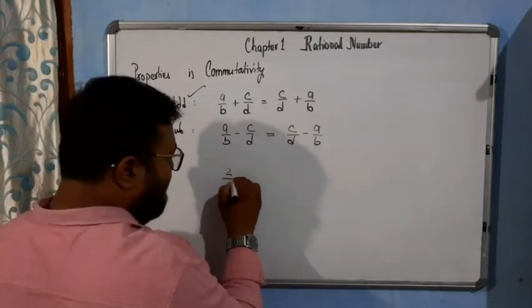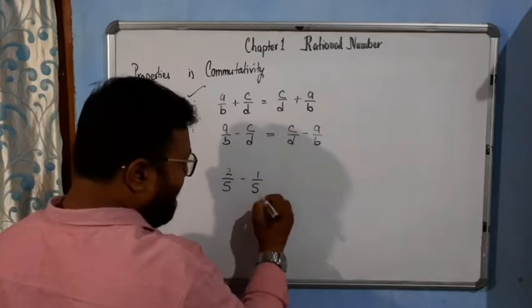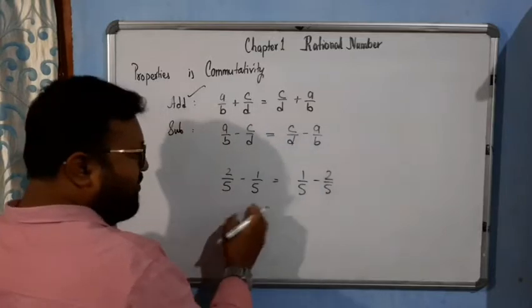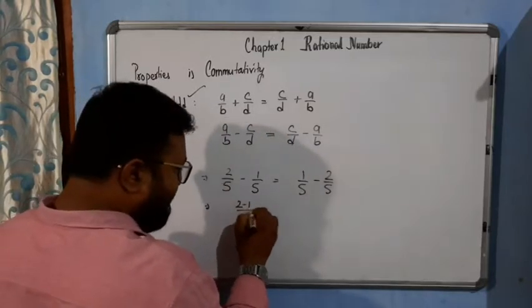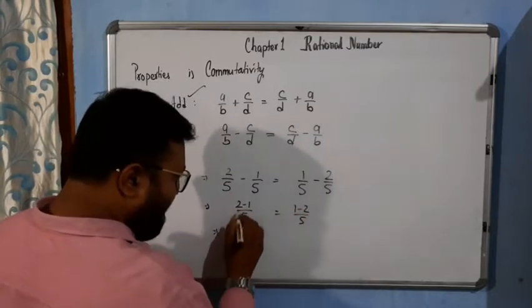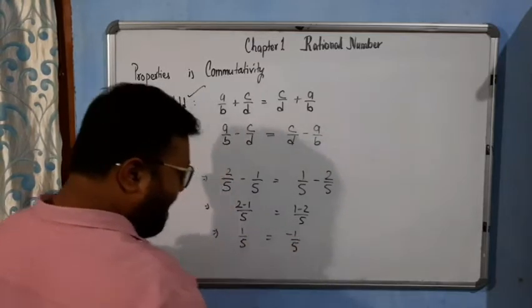Now let's take an example. Suppose 2 by 5 minus 1 by 5, and 1 by 5 minus 2 by 5. Let's see whether these two parts are equal or not. Here we are getting 2 minus 1 by 5. Here we are getting 1 minus 2 by 5. In this case we are getting 1 by 5. Here also we are getting 1 by 5, but it is minus 1 by 5.